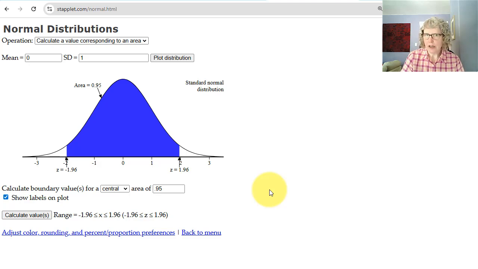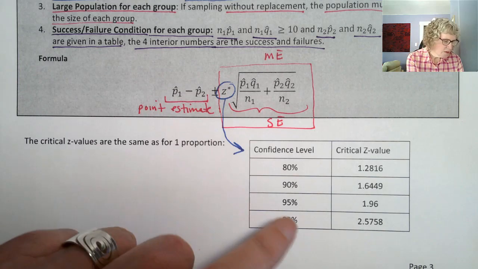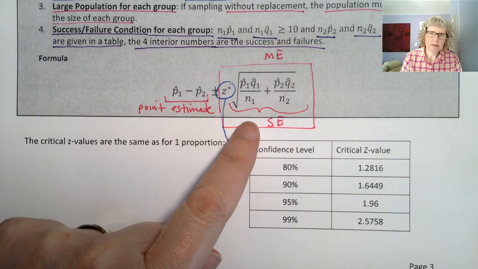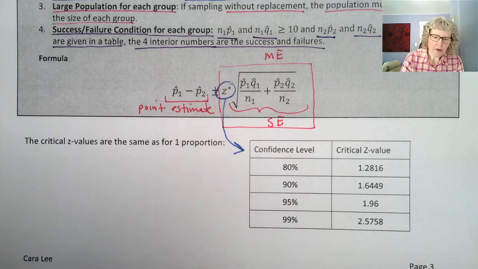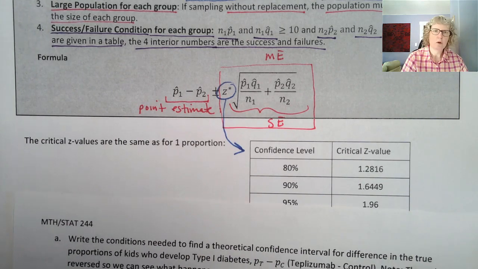You might need to find your own on a particular question, but a lot of times you'll be using these four that you can use your notes for. So different critical z values, right? That's how many standard errors we're going out for each confidence level, and then that's multiplied by the standard error. Okay, so let's go to the next page and let's write out the conditions for this problem, and then we'll use the formula as well.